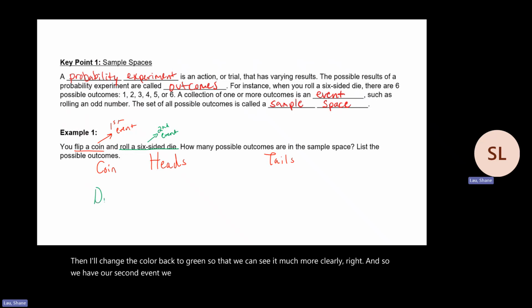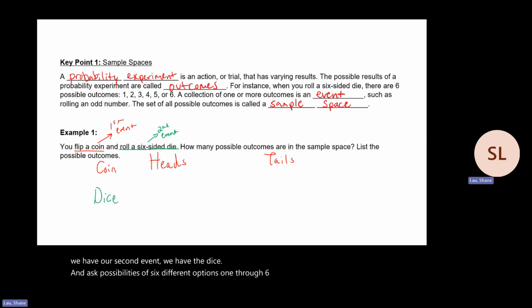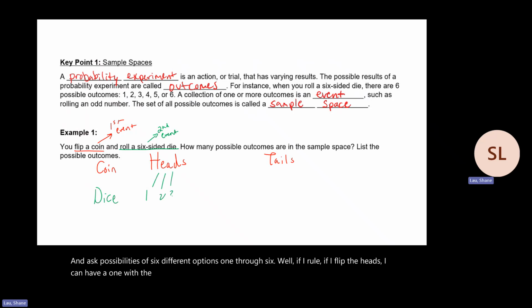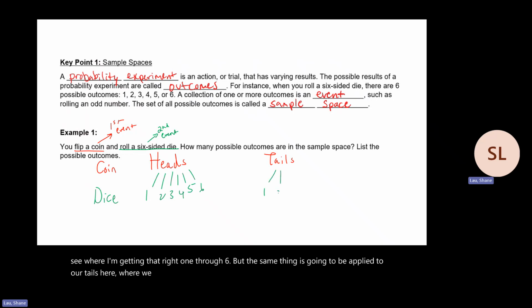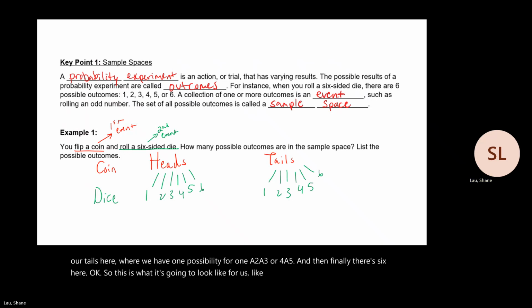And so we have our second event, the dice, which has 6 different options, 1 through 6. If I flip heads, I could have a 1 with the heads, a 2 with the heads, a 3 with the heads, and you can kind of see where I'm getting with that. The same thing is going to be applied to tails, where we have 1 possibility for a 1, a 2, a 3, a 4, a 5, and then finally our 6. So this is what it's going to look like.